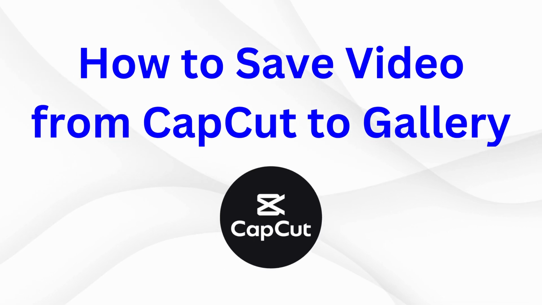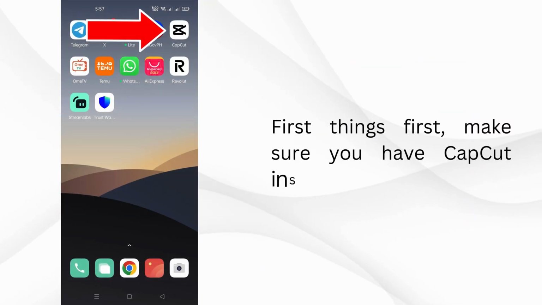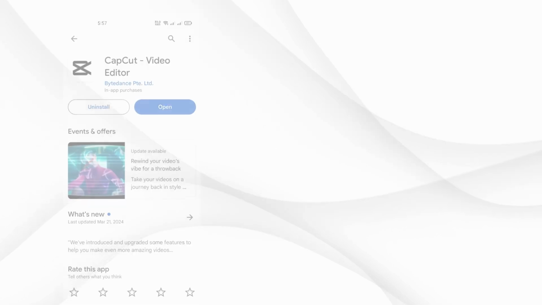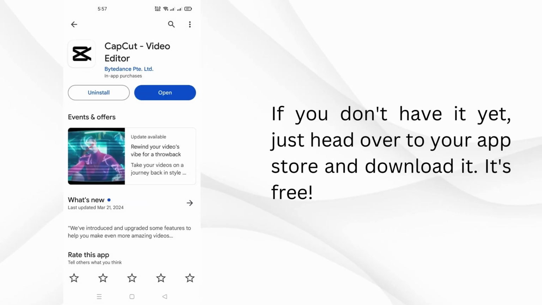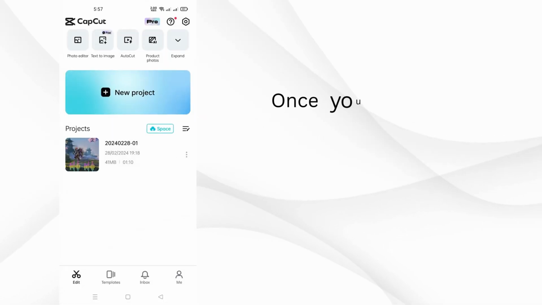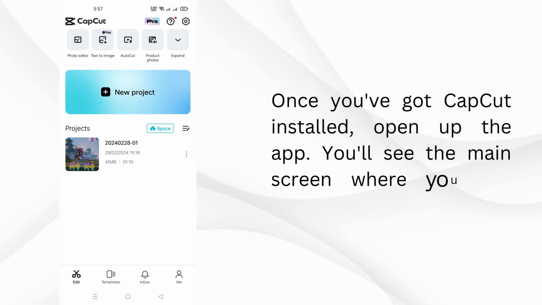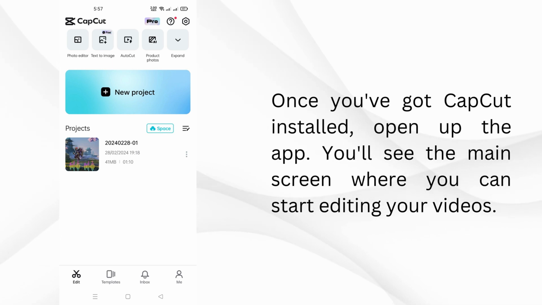How to save video from CapCut to gallery. First things first, make sure you have CapCut installed on your phone. If you don't have it yet, just head over to your app store and download it. It's free. Once you've got CapCut installed, open up the app. You'll see the main screen where you can start editing your videos.